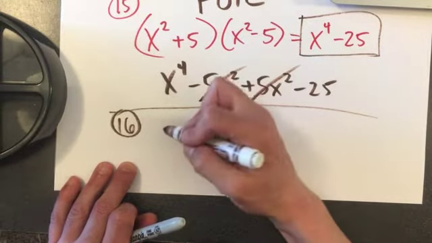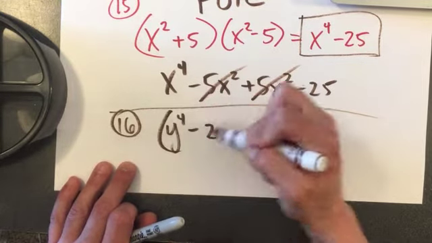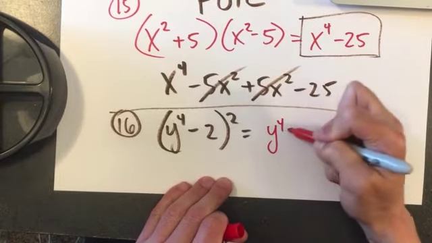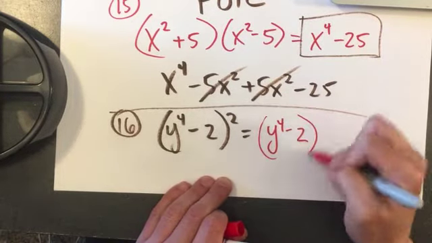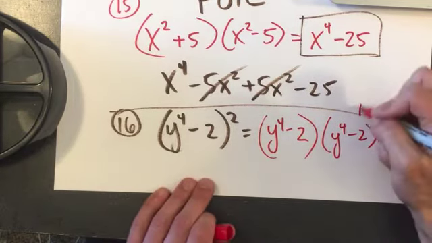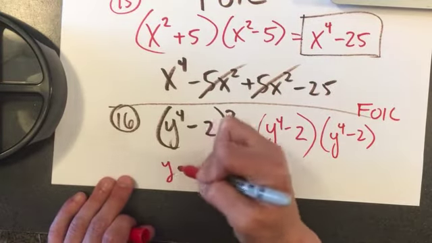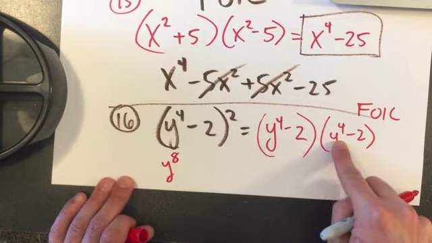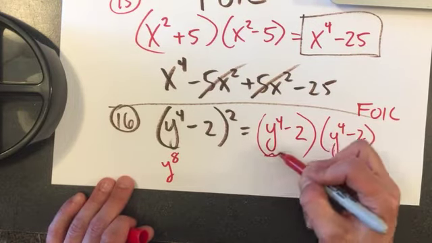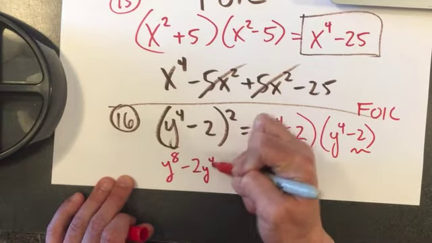Let's look at 16. We had y to the fourth minus 2, and this is squared. Of course, this means simply y to the fourth minus 2 and y to the fourth minus 2. So let's just use the FOIL method again. First, it's going to be y to the eighth, because fourth and the 4 is add. We're going to take the outers now. It's y to the fourth times negative 2. It's negative 2y to the fourth.